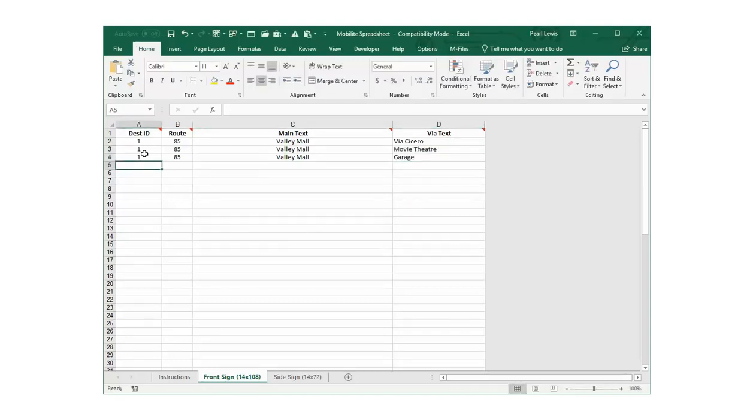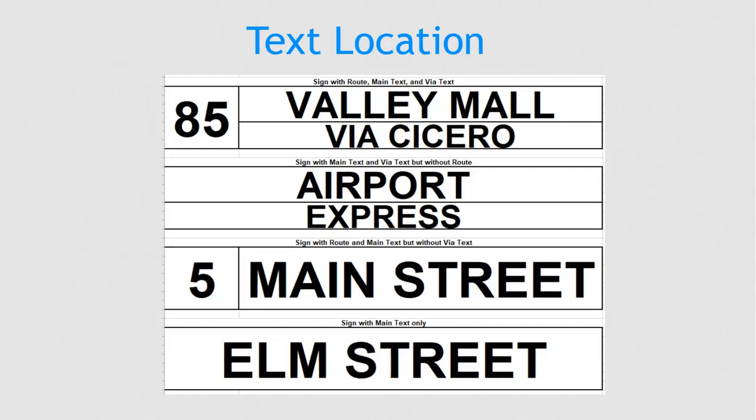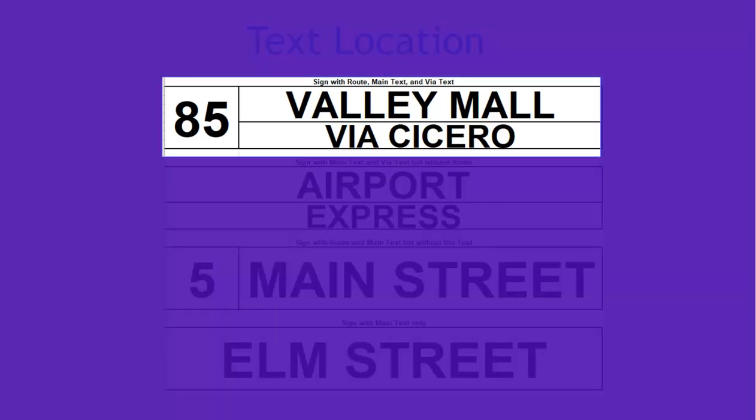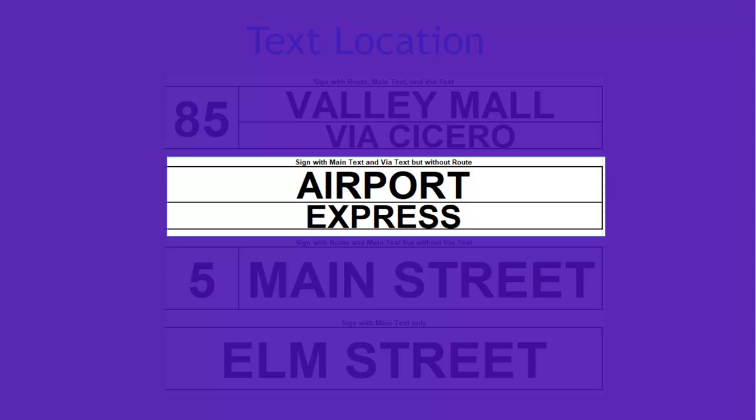And this is how you can have multiple rotations using via-text. Text location examples. This is a sign with route data, main text, and via-text. This example is a sign with main text and via-text, but no route data.